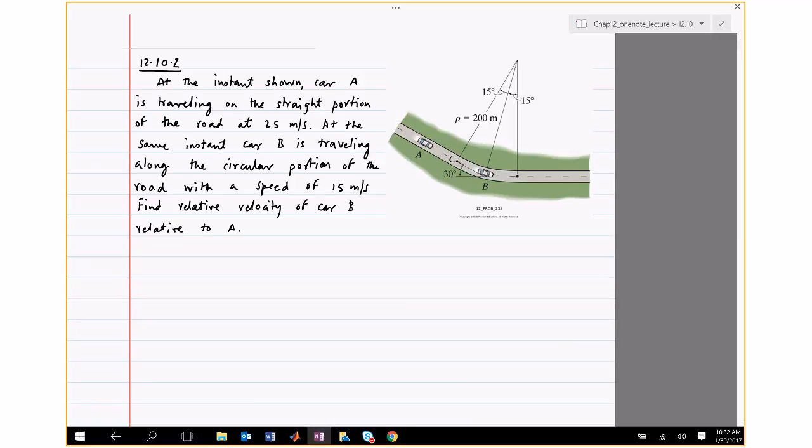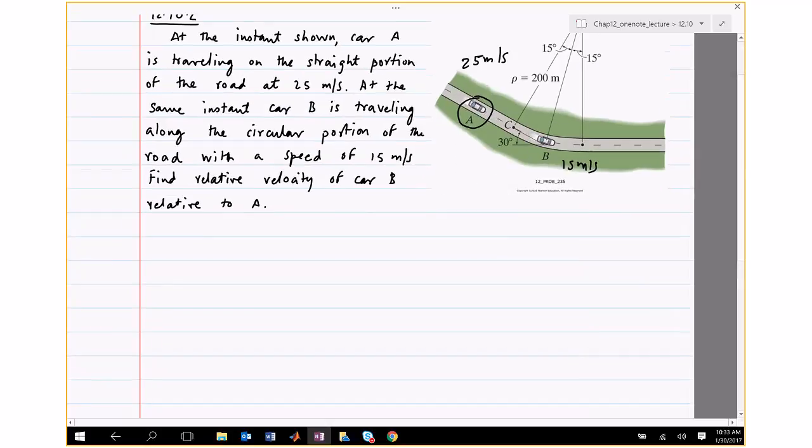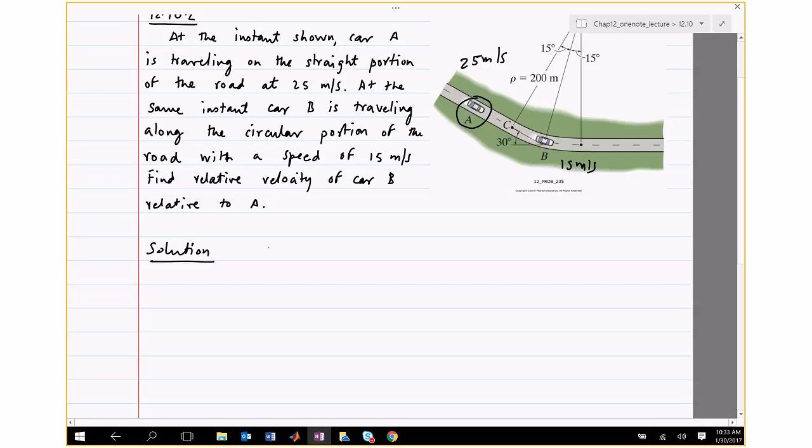So at the instant shown, car A is right here. It's traveling on a straight portion of the road at 25 meters per second. At the same instant there's a car B which is traveling on the circular path portion of the road at a speed of 15 meters per second. You're going to find the relative velocity of B with respect to A. Velocity of B with respect to A.